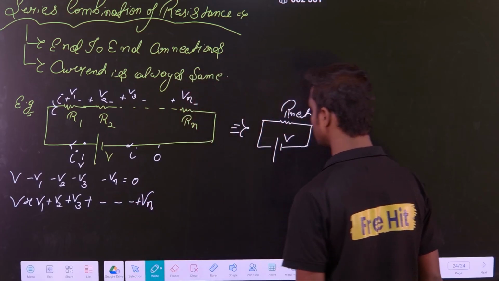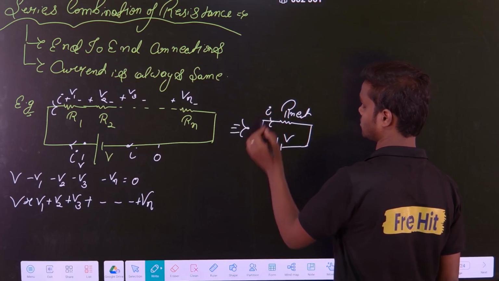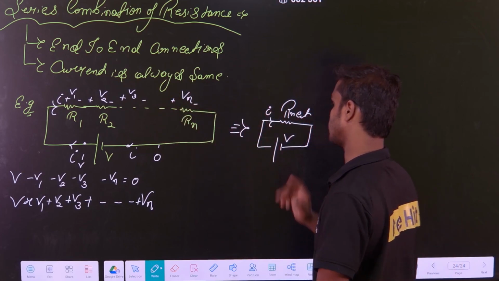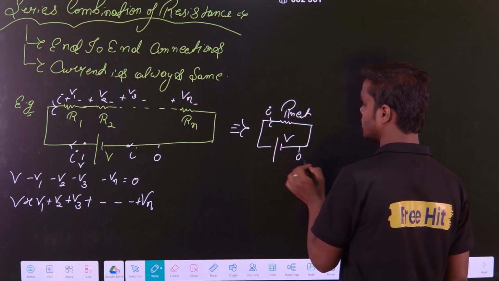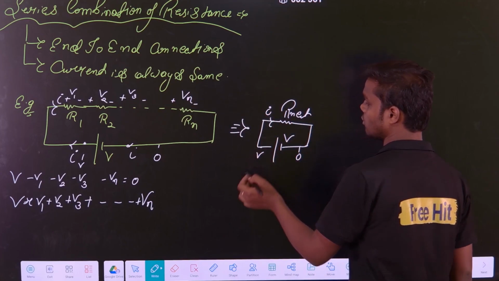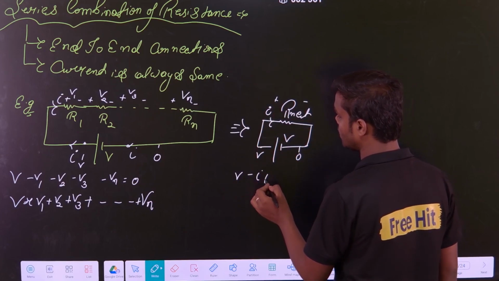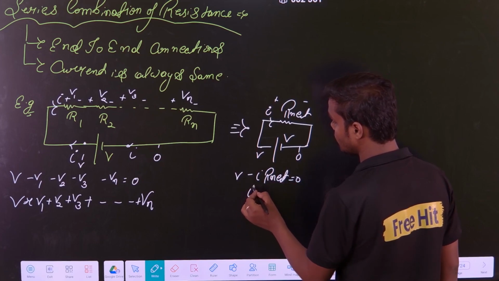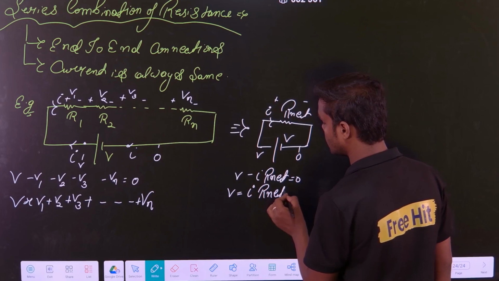Now what is V? Suppose here also the same current I, obviously, because it is a series combination, so the current will not change. In this circuit I apply KVL; let us take this as 0, so this potential will be V. So V minus I R net is equal to 0. So V is equal to I into R net. Correct?